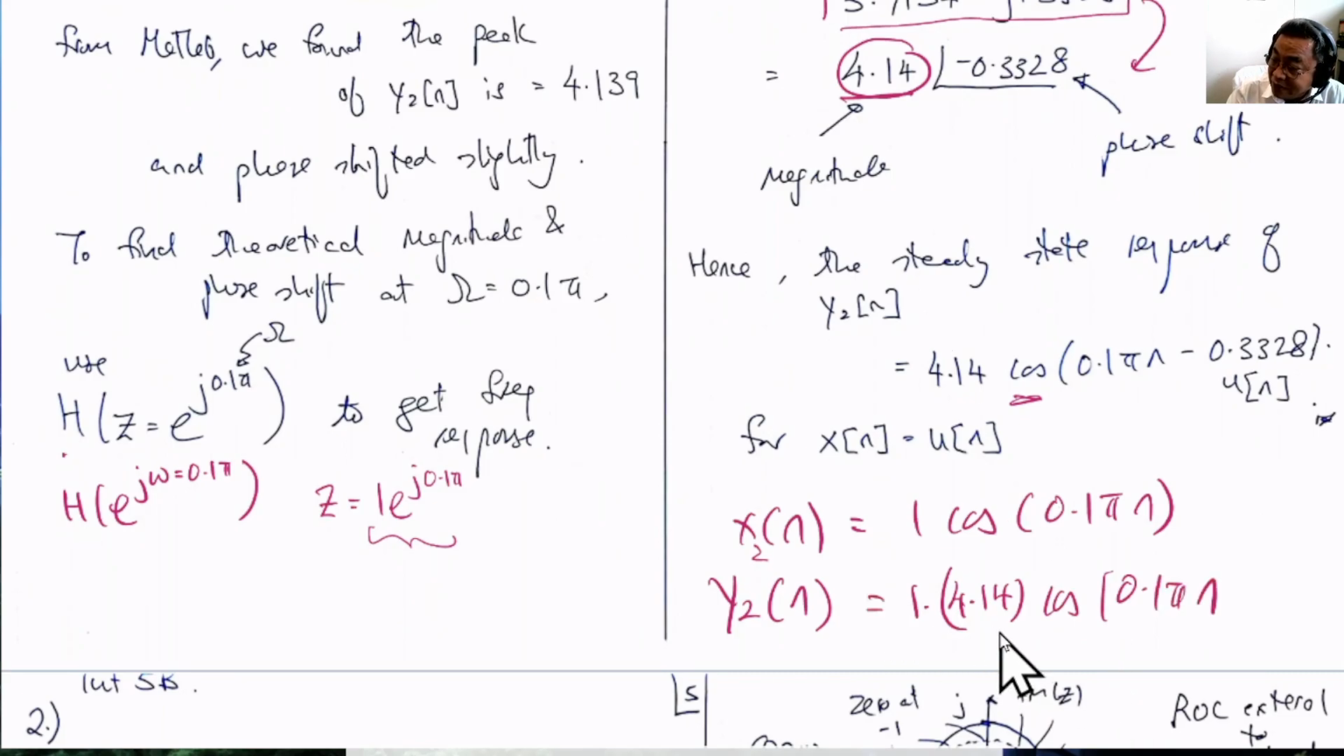So what we have is that we now know that our input cosine is modified by magnitude multiplied by 4.14, and its phase is plus, and then because here is minus, we should actually write a minus now, minus 0.332 radian for the phase shift. Okay, so this is how you calculate the steady state response.